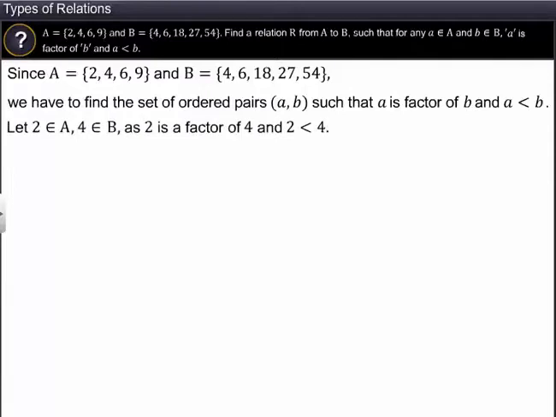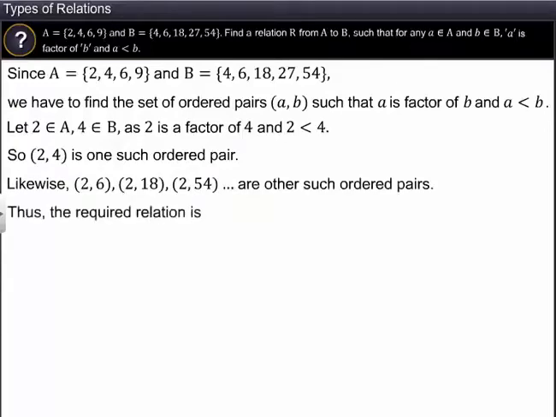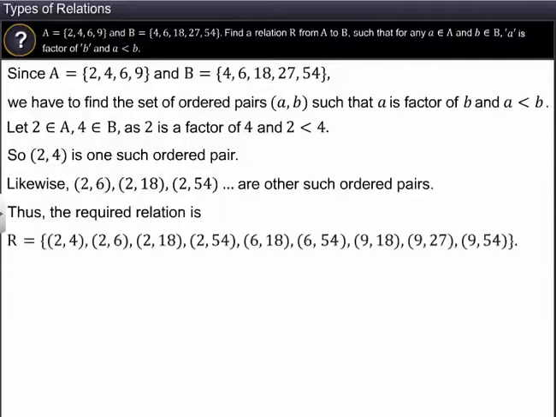Let 2 and 4 be any arbitrary elements of sets A and B, respectively. Now, 2 is a factor of 4 and also 2 is less than 4. So, (2, 4) is one such ordered pair that satisfies relation R. Likewise, other such ordered pairs can be obtained. Thus, the set of all the ordered pairs so formed is the relation R, which is as shown.